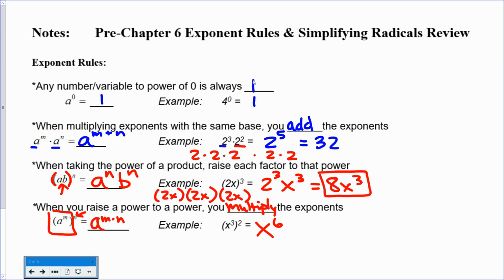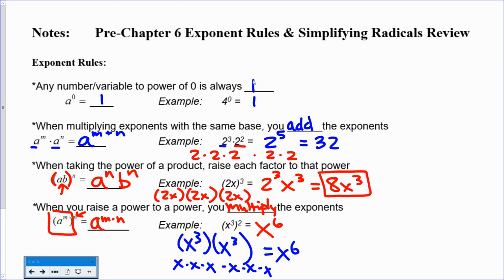If you wanted to write this out in a longer form, you can take x to the 3rd times itself, because that's what it would mean when I square x to the 3rd. Then from here, you could use the rule that I add the exponents when I'm multiplying powers with the same base. Or you could go x times x times x gives you x to the 3rd, times another x times x times x to get that x to the 3rd, and together that would be x to the 6th. Okay, so there's multiple ways to come up with this answer.